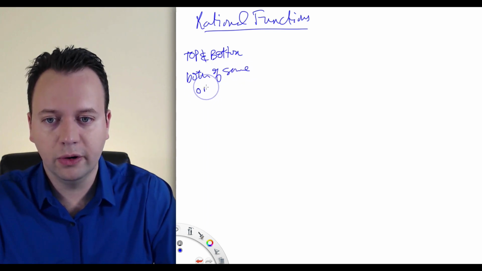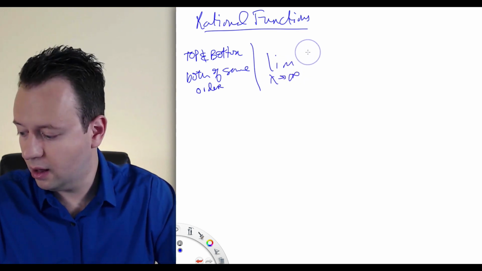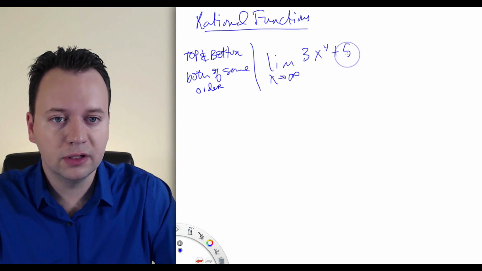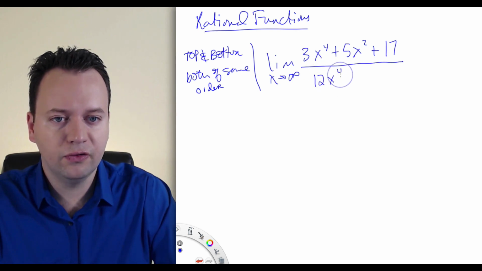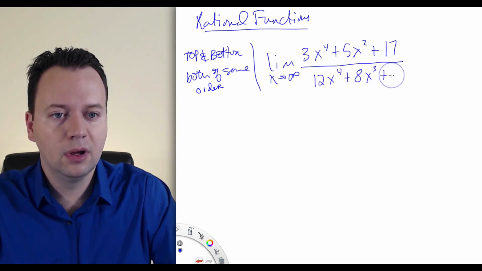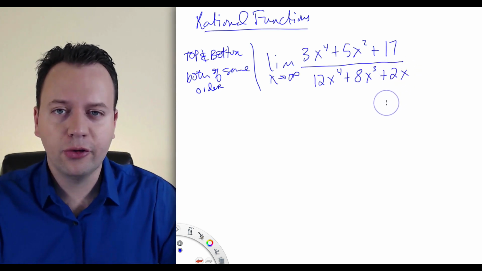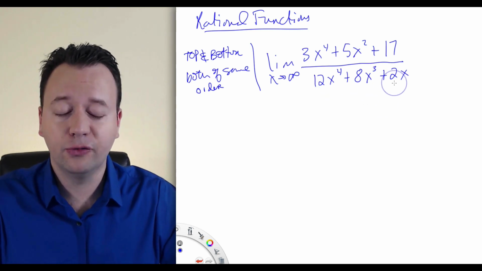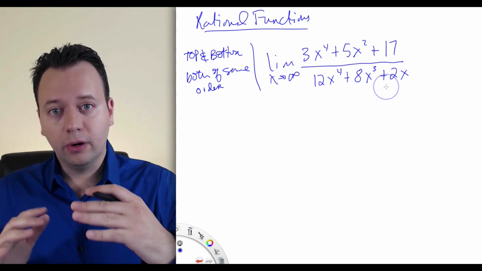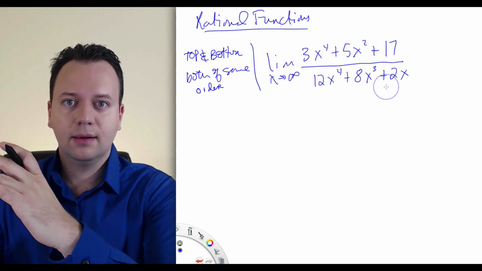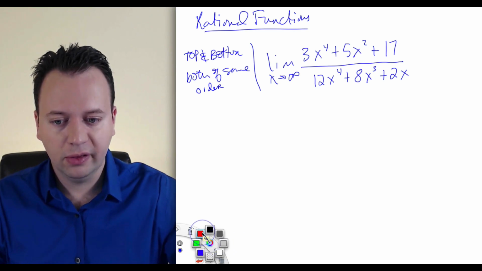same order. So for example, the limit as x goes to infinity of (3x^4 + 5x^2 + 17) over (12x^4 + 8x^3 + 2x). Now in the numerator we have a fourth order polynomial, and in the denominator we have a fourth order polynomial. So as x goes to infinity, two polynomials of the same order will go to infinity at the same rate. And the way to determine the limit is to look at the ratio of the leading coefficients.